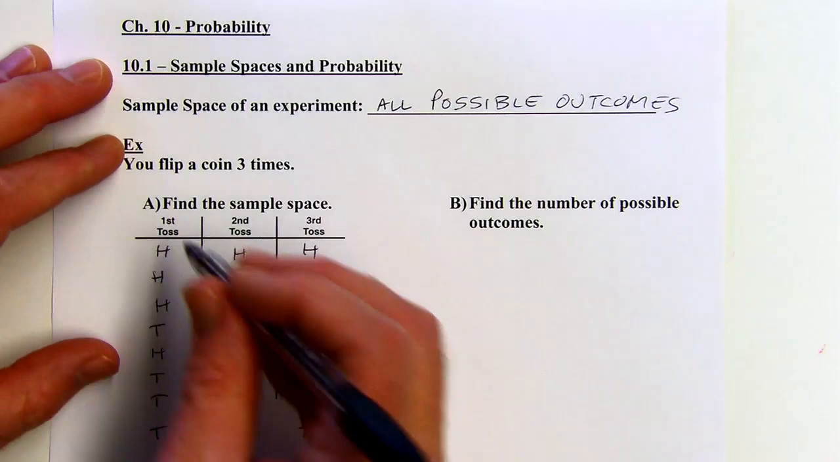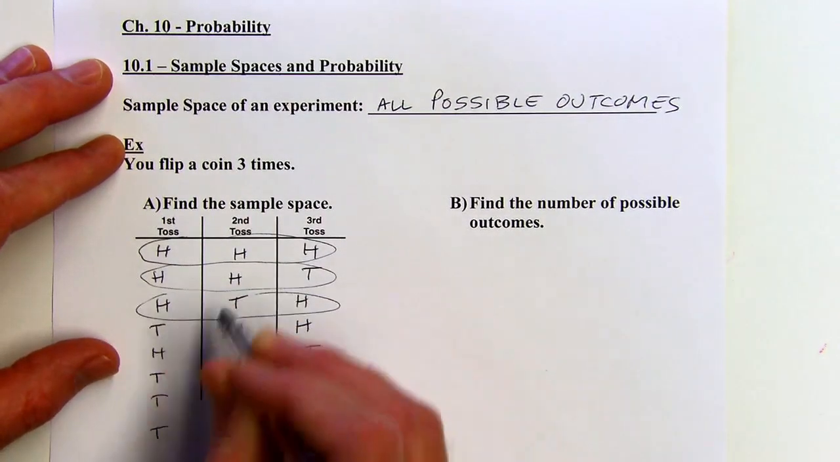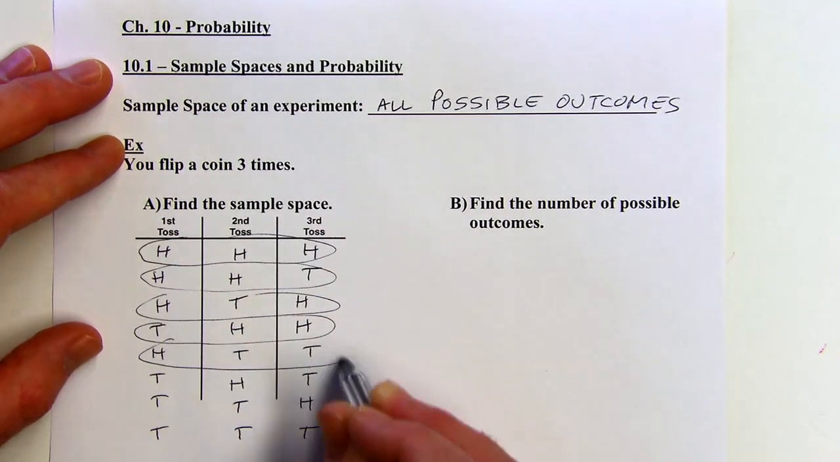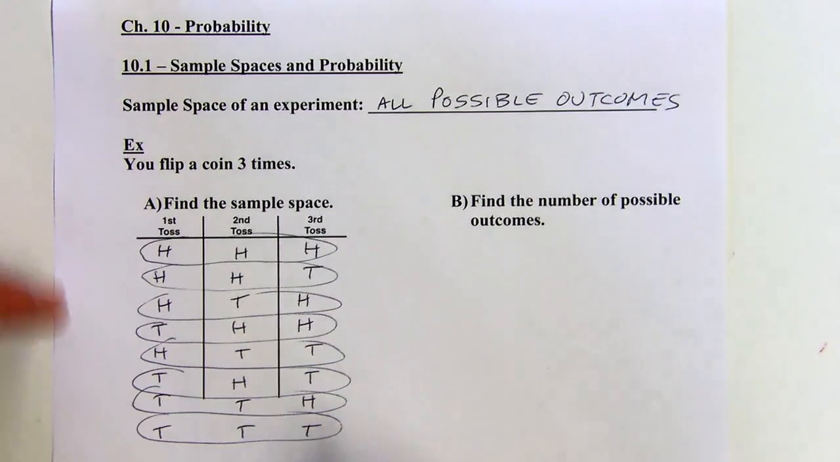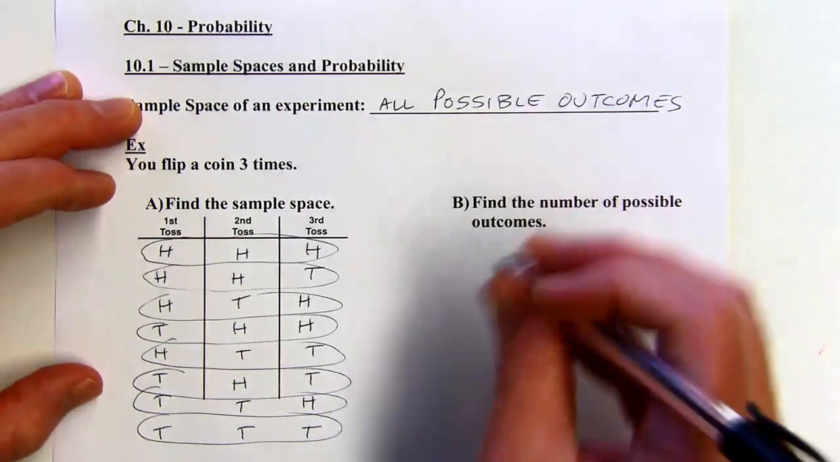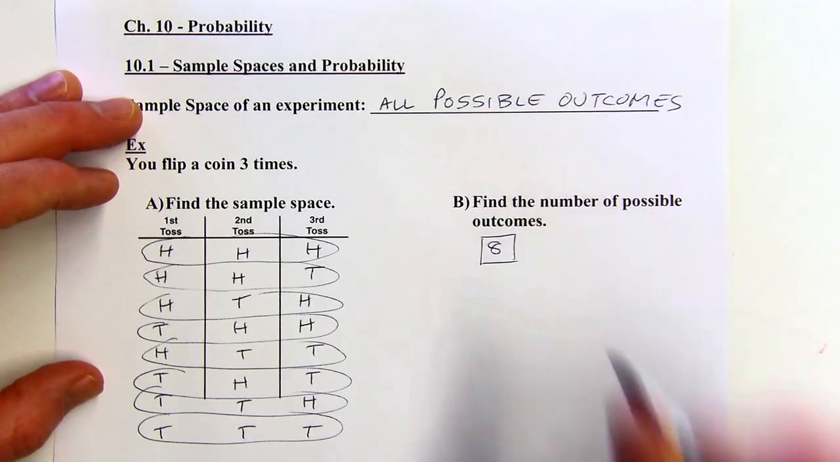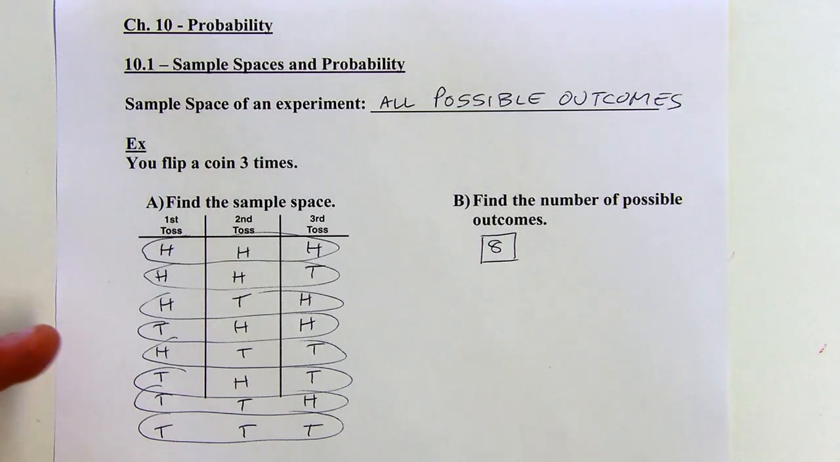The number of possible outcomes, well, each one of these rows is a possible outcome. So we just have to count up those rows. Let's see, 1, 2, 3, 4, 5, 6, 7, 8. So there are 8 possible outcomes. If you've got a relatively small amount of outcomes, then it would make sense to make a sample space and just count them up. But these sample spaces can get large very quickly.